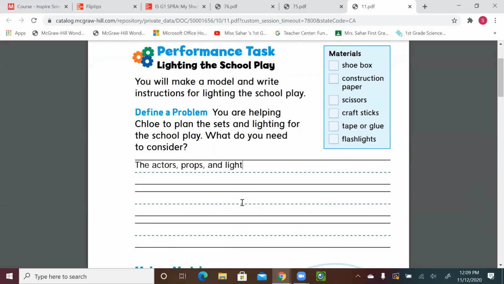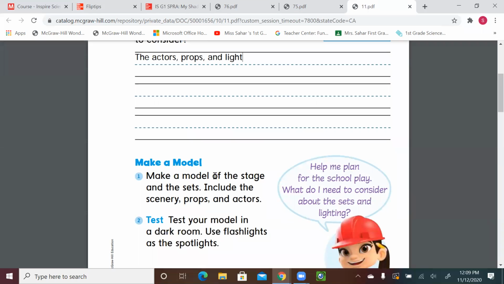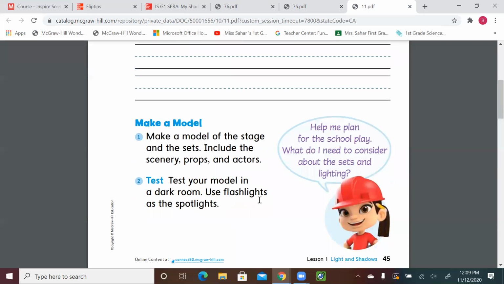All right, let's go for this part. Make a model of the stage and the sets. Include scenery, props, and actors. Test your model in a dark room. Use a flashlight as the spotlight.